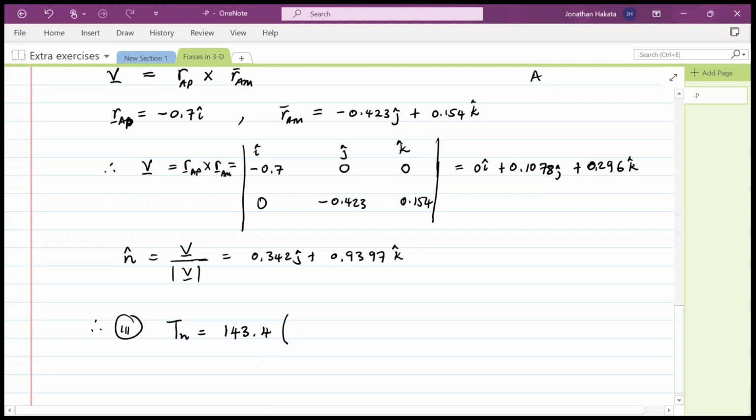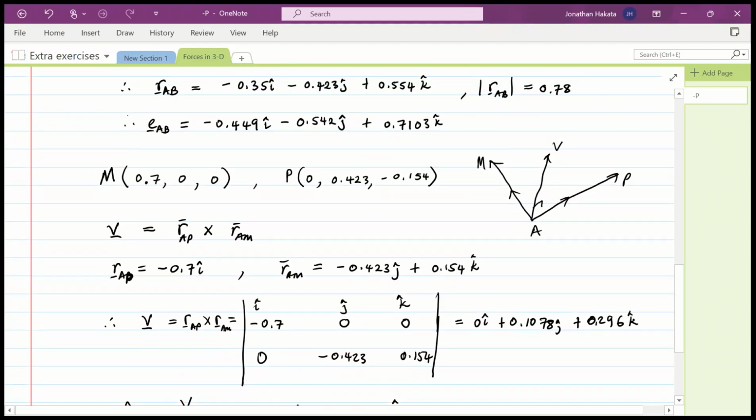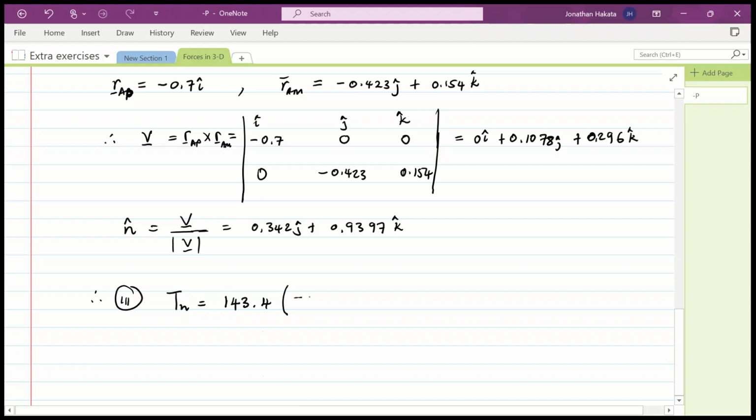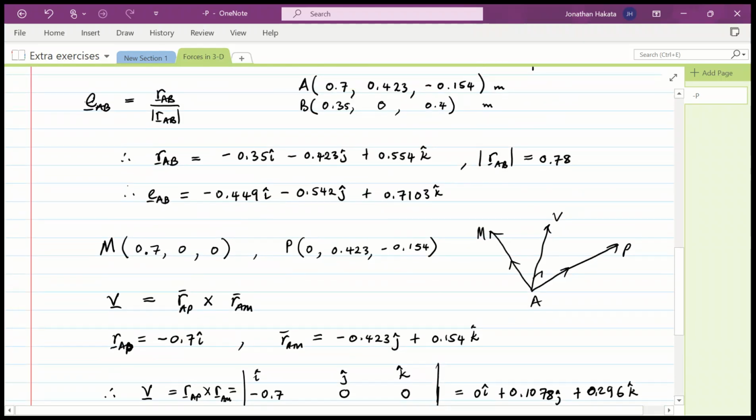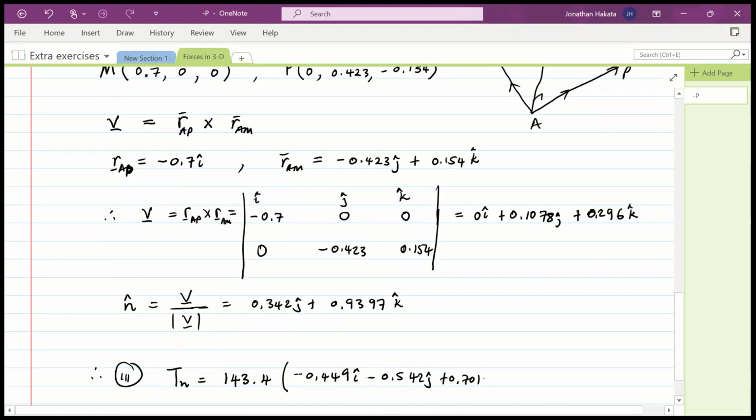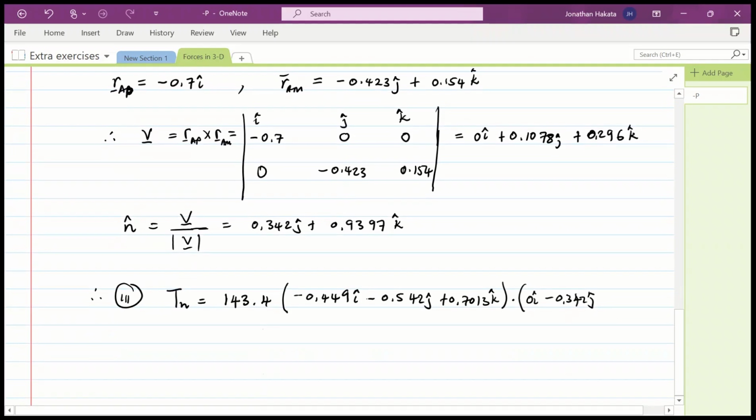So remember, we calculated EAB to be minus 0.449 I, then minus 0.542 J, plus 0.7013 K. This is being dotted to 0I minus 0.342 J plus 0.9397 K.